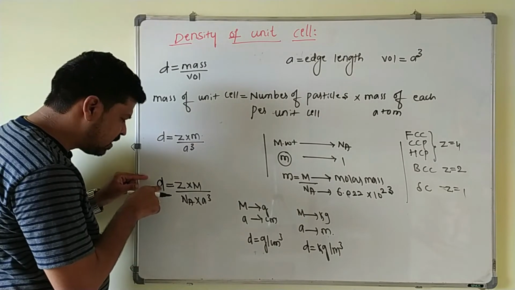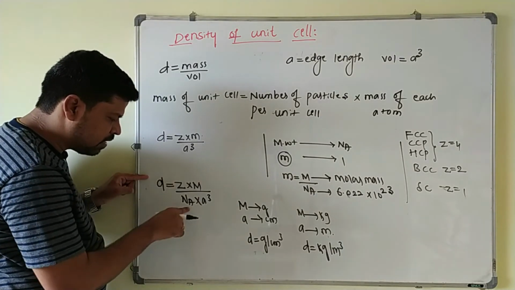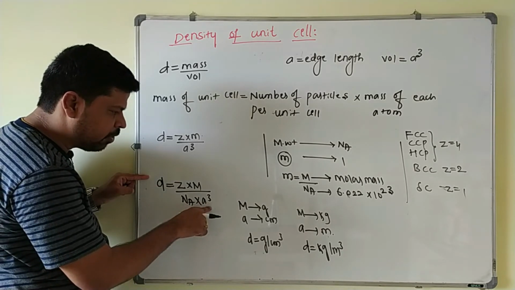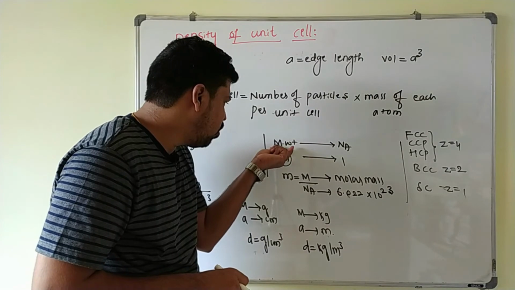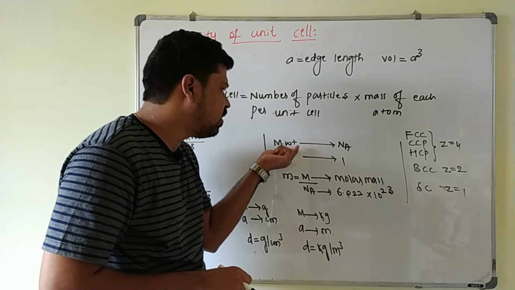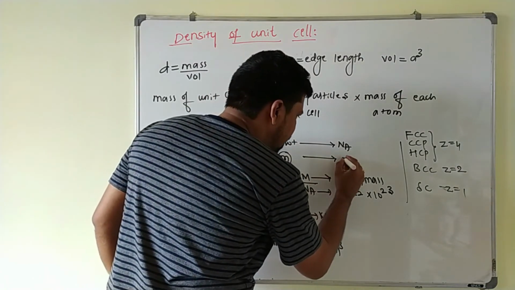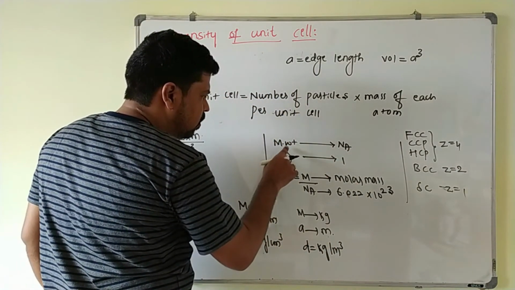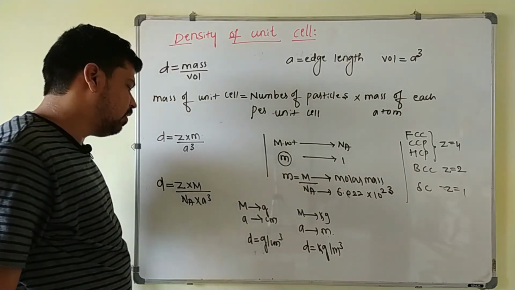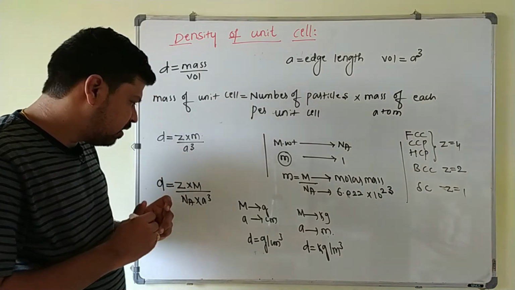So the formula becomes density is equal to z value into molar mass divided by Avogadro's number into a cube here. Here this molecular weight is the mass of the Avogadro's number of particles. So the mass of one particle, small m, is equal to molecular weight divided by Avogadro's number here. In this one you have to take care about the units also.